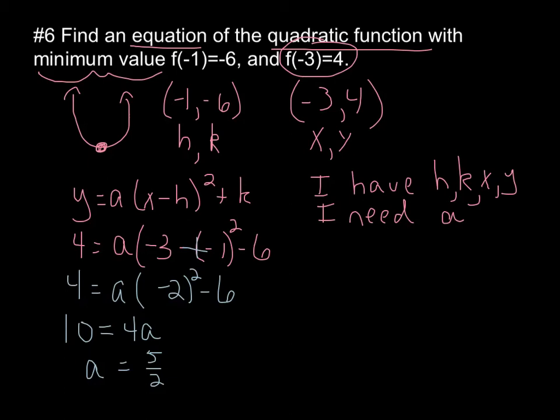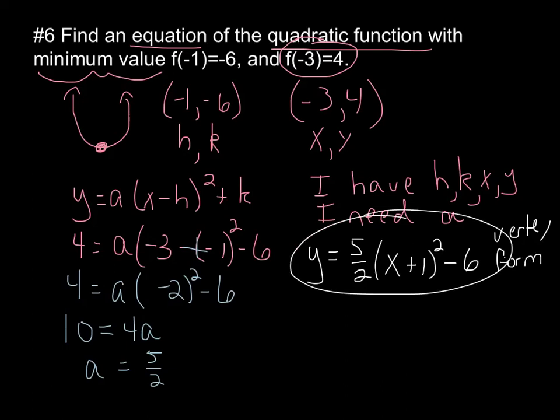Sweet. Now when you write your equation, all you need are a, h, and k. That's it. You don't need to put x and y because they vary. But h and k are constants. So our equation is y equals a, we just found it, 5 halves, times (x minus -1, which is really plus 1) squared, minus 6. Remember, h is a little backwards. Now that is in vertex form, or standard vertex form.